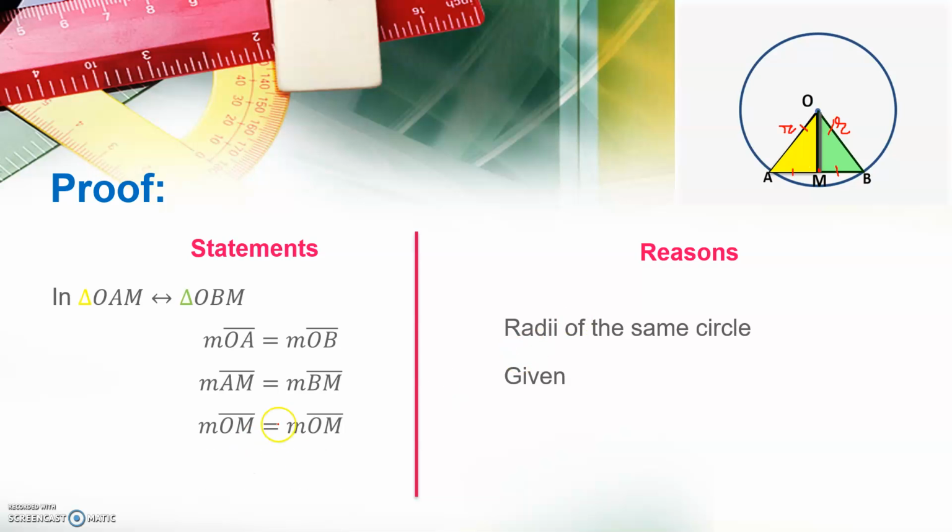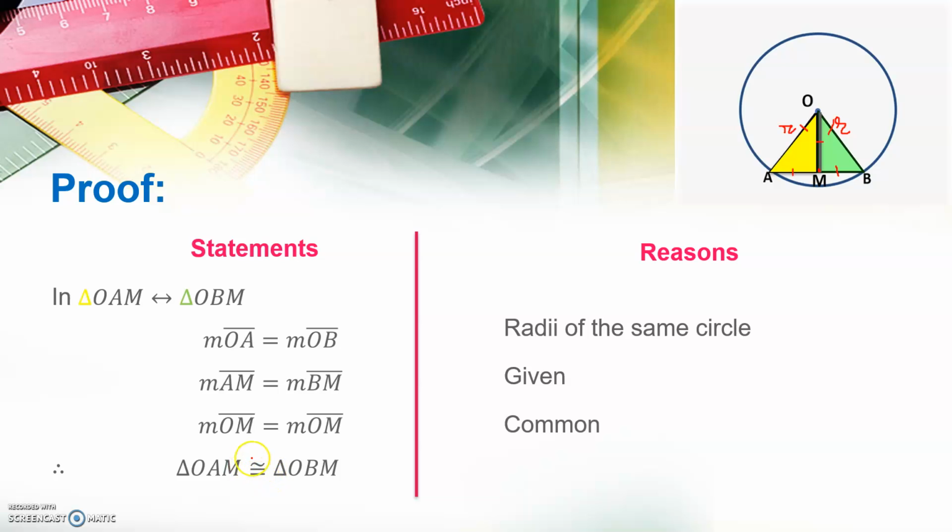Now measurement OM is equal to measurement OM. Students, look into this figure. OM is the common side of both triangles. OM is also the side of triangle OAM and OM is also the side of triangle OBM. So this is a common side, so that is why this is equal. Here students, we have proved that all three sides of these two triangles are equal. So we can say that triangle OAM is congruent to triangle OBM.